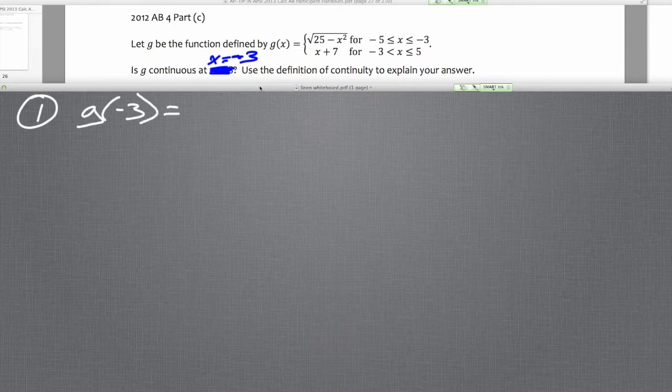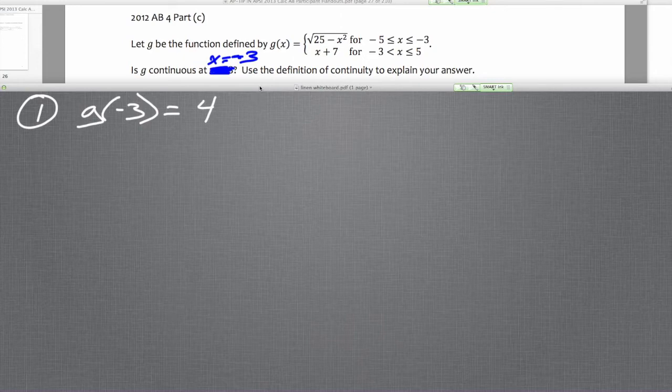The top. What do I get when I plug it in? Plug in negative 3, that gives me 9. 25 minus 9 is 16. The square root of 16 gives me 4. So we've got 1 of 3 down. The function value is this. Now what do I want to do?